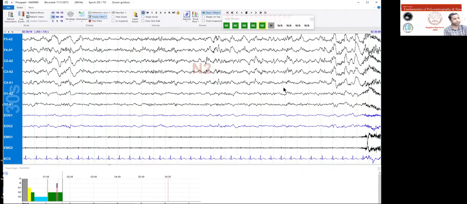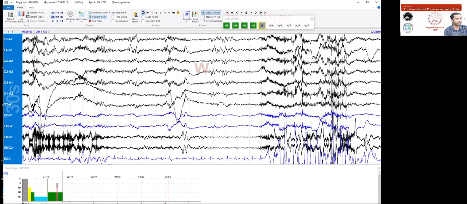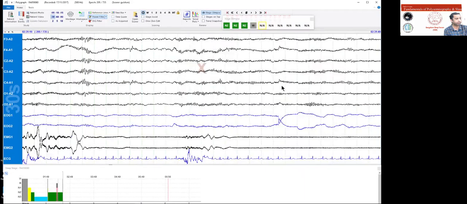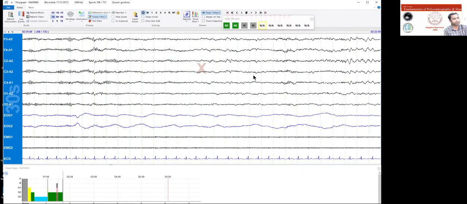See how it shifts. This is 204, this is 205, and this is 206. So these are low eye movements. Alpha is disappearing and low amplitude frequency is coming in. So this should be N1.